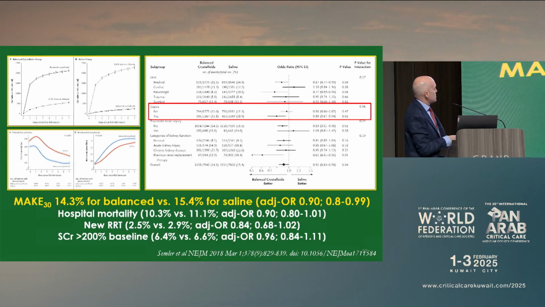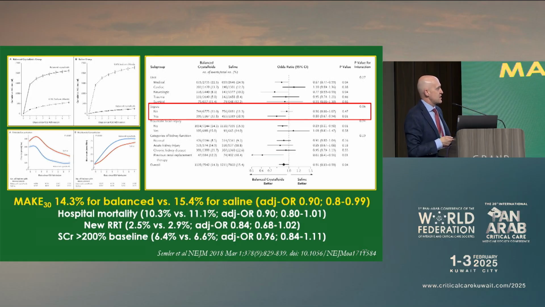And they showed biochemical differences as well, right? So differences in chloride, differences in bicarb, suggesting that there were physical, chemical serum effects of these solutions. But what they really showed was there was a difference in the major adverse kidney events at 30 days between the balanced and the saline solutions. Small, but significant, right? So there was a lower event rate for MAKE30 in the balanced solutions versus salines.